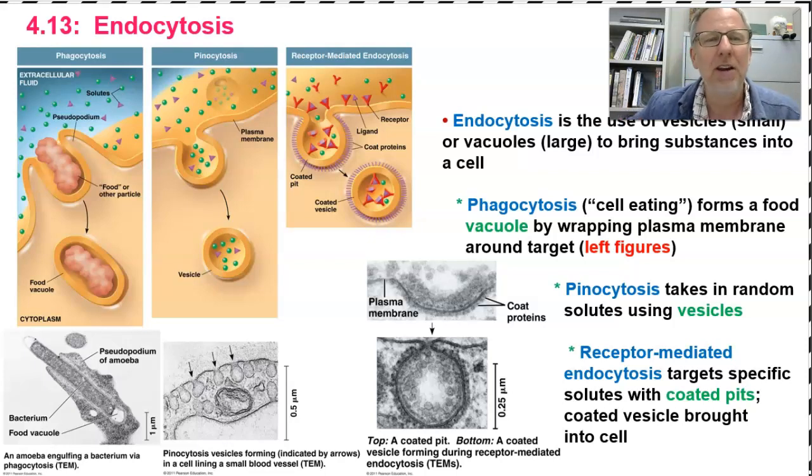So the first kind of bulk transport that we're going over here is called endocytosis. So endocytosis is when substances are brought inside cells using vesicles or vacuoles. And endo means inside. So endocytosis means movement to the inside of a cell. That's what it means. So it's using vesicles or vacuoles to bring substances into a cell. And the figure, which makes up a lot of the slide's space, is showing you three different kinds of endocytosis. They're doing different things, different jobs.